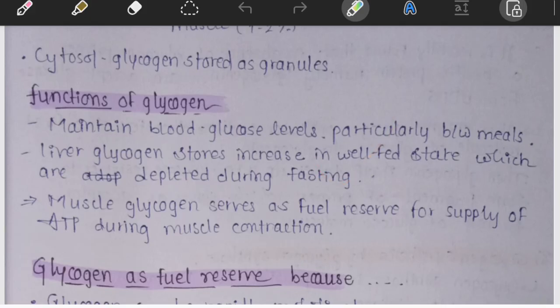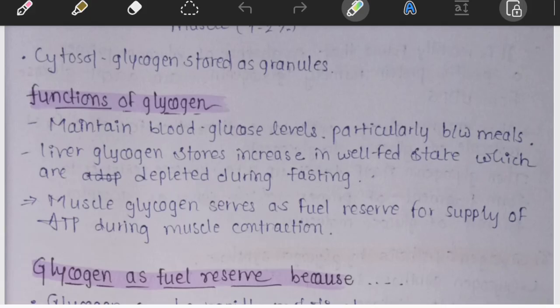Next function, the muscle glycogen acts as a fuel reserve. Imagine you are climbing stairs or running for a bus. Muscles suddenly need ATP. Do they wait for glucose from the liver? No. They immediately use their own glycogen. That's why the muscle glycogen is like an emergency battery.